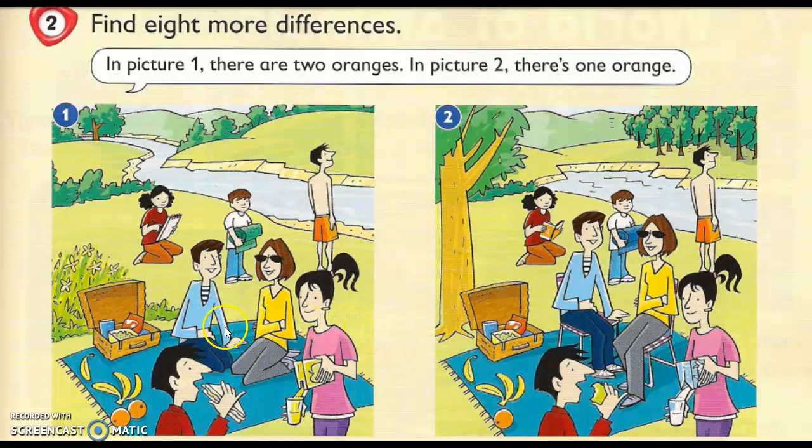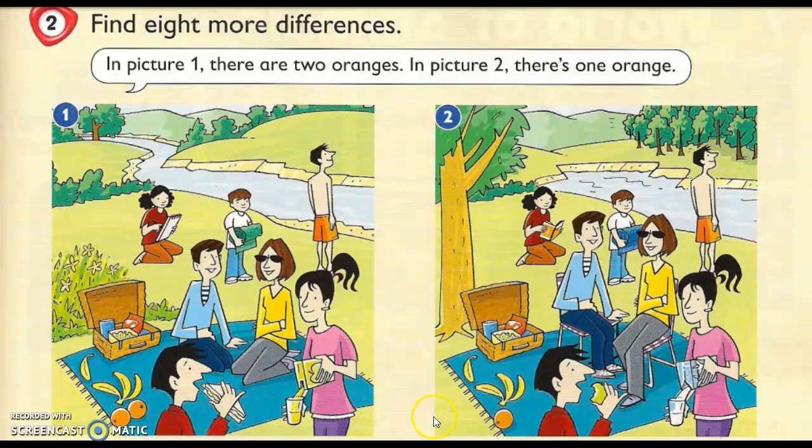In picture 1, the man and the woman are sitting on a blue blanket. But in picture 2, the woman and the man are sitting on a chair. In picture 1, there are 2 oranges on the blanket.